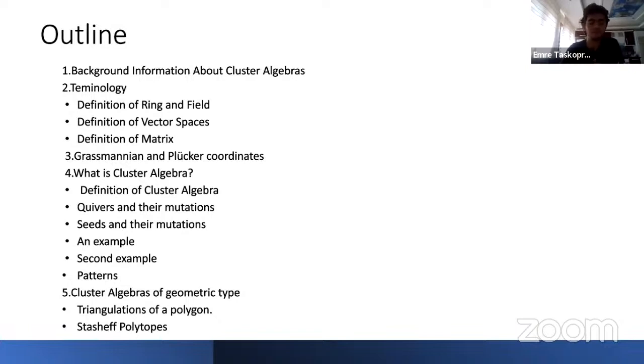And then I'm going to give you two examples in order to make more sense. Then I'm going to mention patterns. In the final parts, I'm going to explain how cluster algebras can be explained in geometric shapes. This will contain two subtitles, triangulations of a polygon and Stasheff polytopes.